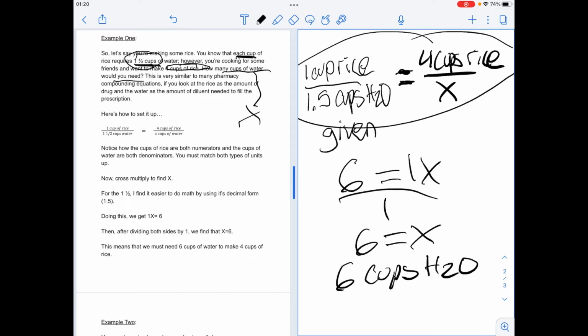I think it's just good practice to write it out. So I could just write 1 cup, 1.5 cup, whatsoever. But it's good practice just to write it all out. That way you can make sure that you're really aligning those units, especially if you're first starting off.